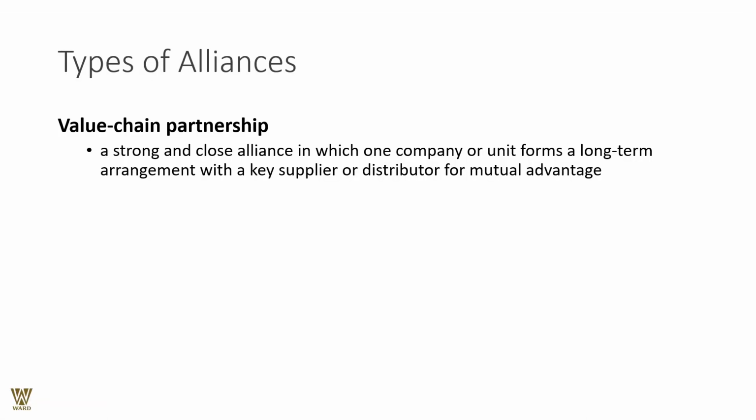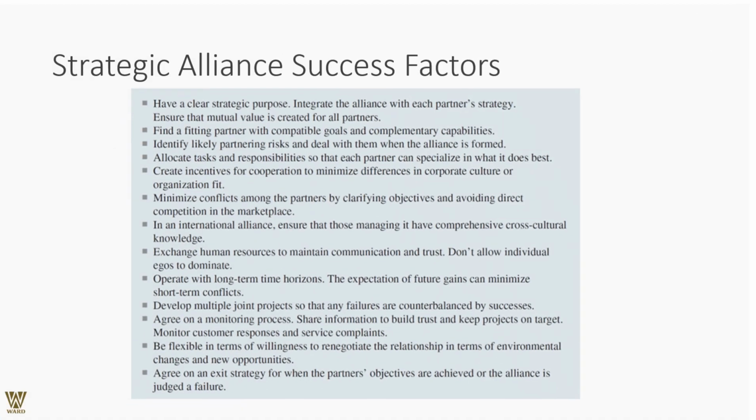Then we have the value chain partnership, which is a strong, close alliance in which a company unit forms a long-term arrangement with a key supplier or distributor for mutual advantage. It becomes a business operation which is a win-win situation for everybody, the suppliers, the vendors, anybody working with the company, who would keep on working for the next 10, 15, 20, 30 years, as the case might be, until and unless everybody is happy.